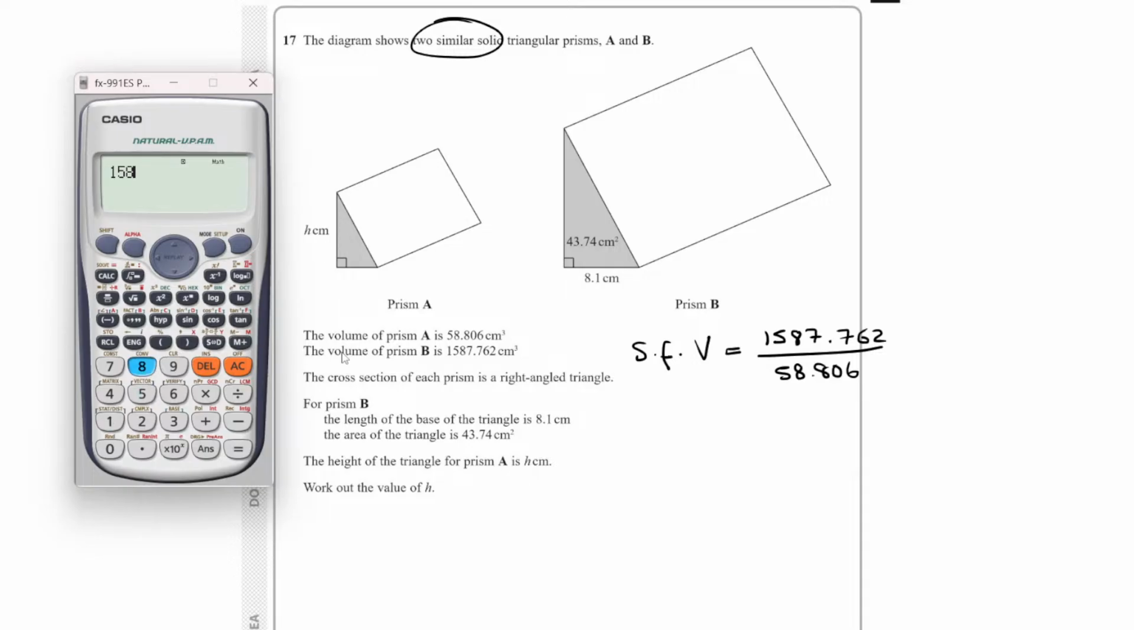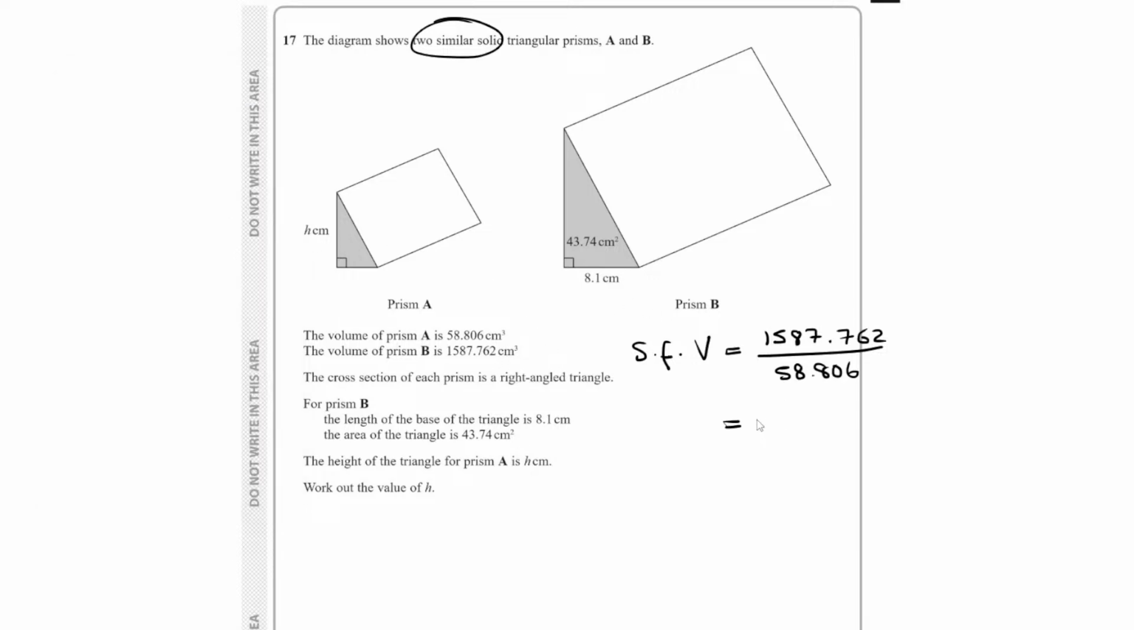So what's that, 1587.762, obviously make sure you've put it in correctly. Nope, don't miss out the 6. Do you see how I get a really nice number there? 27, which also, if you think about volume, it's cubed, isn't it? It's 3D. 27 is also a cube number. So that's why they've done that, and that's why I like to divide it that way around.